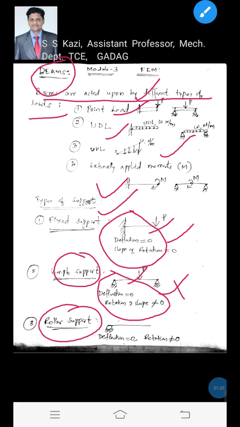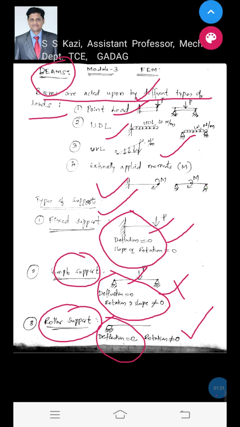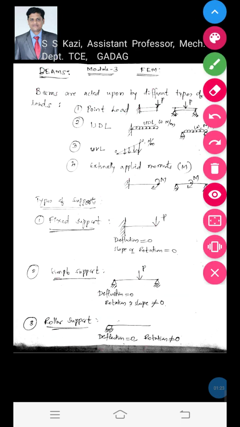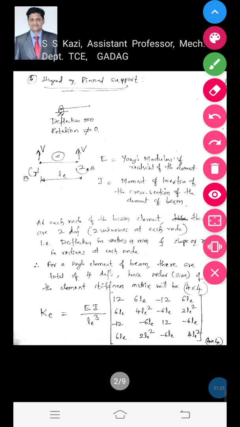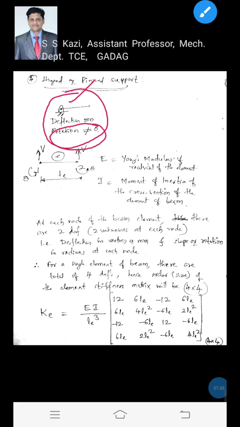Roller support also will allow the beams to rotate, hence rotation is not 0. In case of roller support, deflection is equal to 0. Next come to the hinged or pinned support. This hinged or pinned support will allow the beams to rotate, hence rotation or slope is not 0, deflection will become 0.